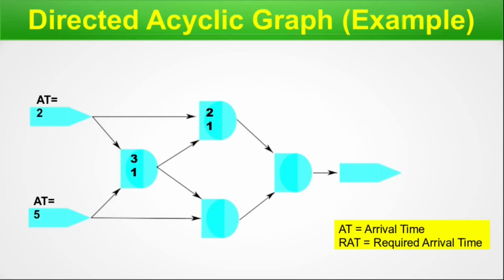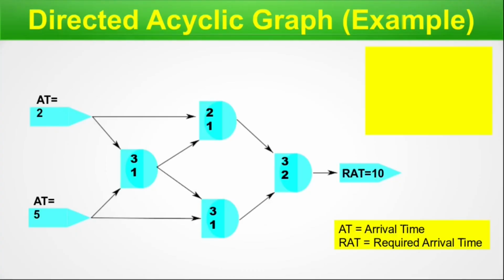For this one, we also have two inputs. They have 2 and 1. Here we have 3 and 1 for the two inputs. And then in the final gate, we have 3 and 2 for the two input nodes. Now we define RAT, that is required arrival time, is equal to 10. So now let us calculate the total values.